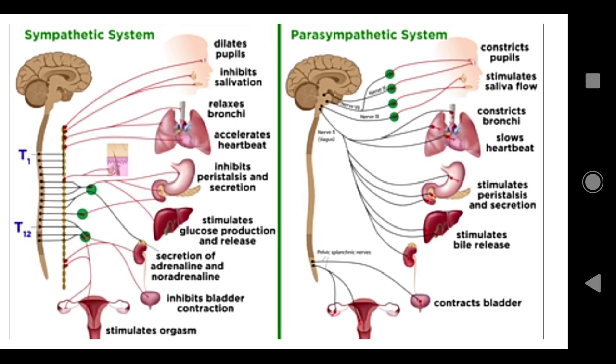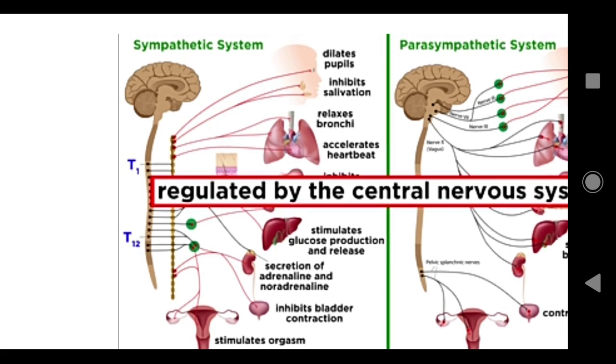Auto means self. Nobody has control. Voluntary movements we have control over, but involuntary movements we don't have control over.